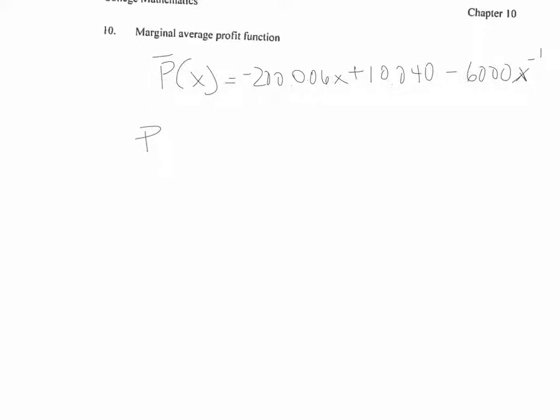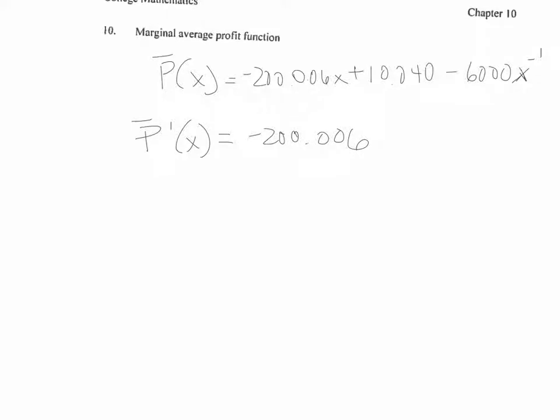Now we'll differentiate this. So we're finding the derivative of the average profit function. All right, what does that first term become? Negative 200. Well, I don't think I have a square on this exponent, do I, for average profit? So it's just negative 200.006. There we go. So negative 200.006. What happens to that term in the middle?